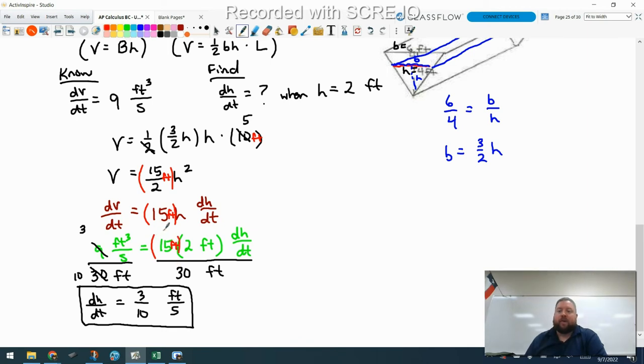So when I do 15 times 2, I get 30. And when I do feet times feet, I get feet squared. So I was really dividing by a feet squared unit. And so our units do work out. The feet squared cancel with 2 of those, leaving us with feet per second.